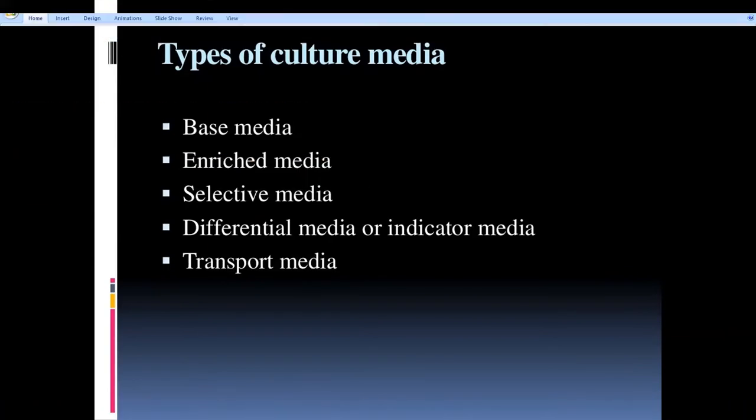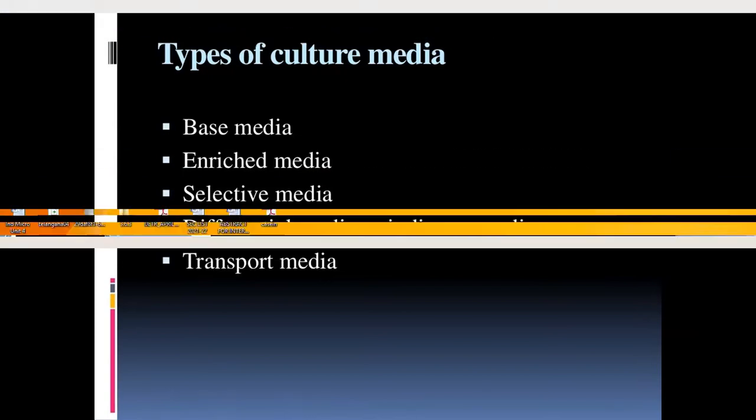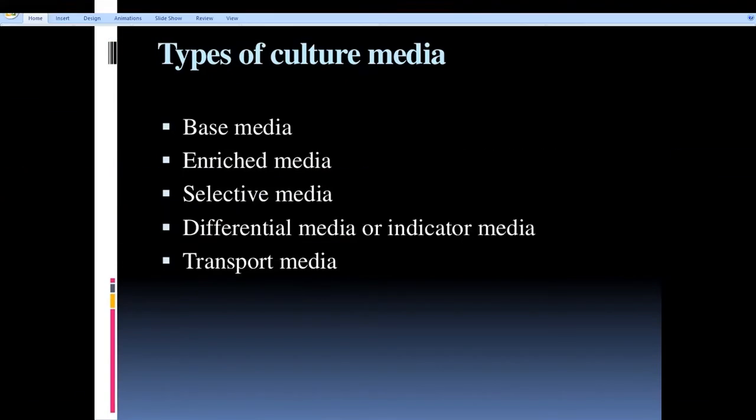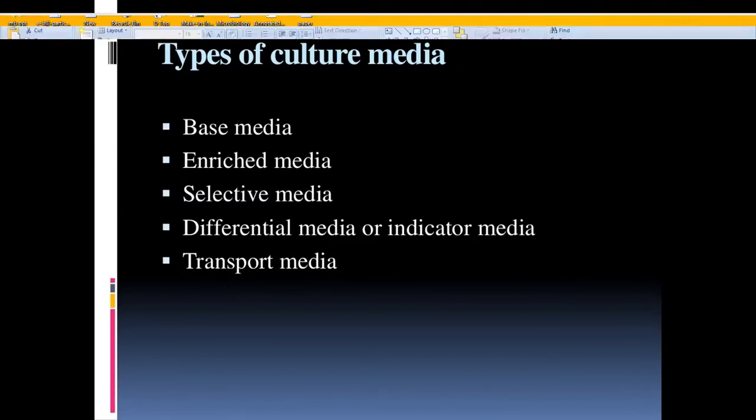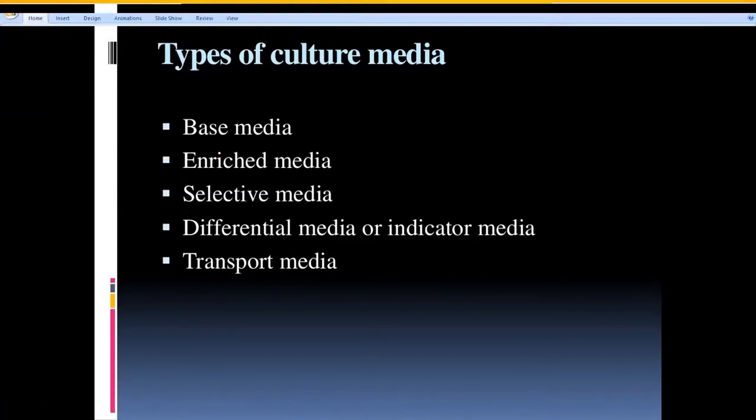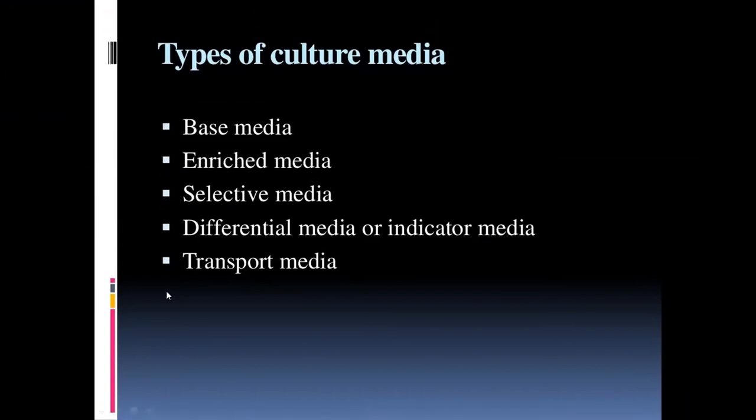For example, hemolysis, alpha hemolysis, beta hemolysis, and MacConkey media. This is also a differential media. It can differentiate between E. coli and Enterobacter species. And the last category is transport media.